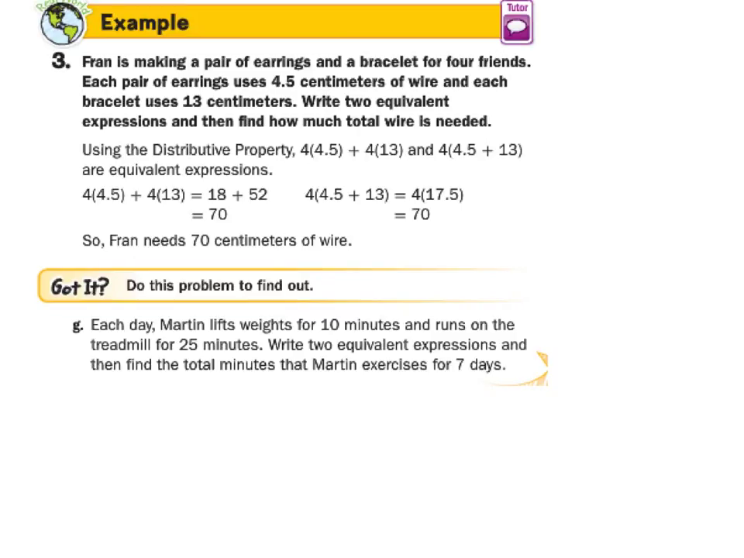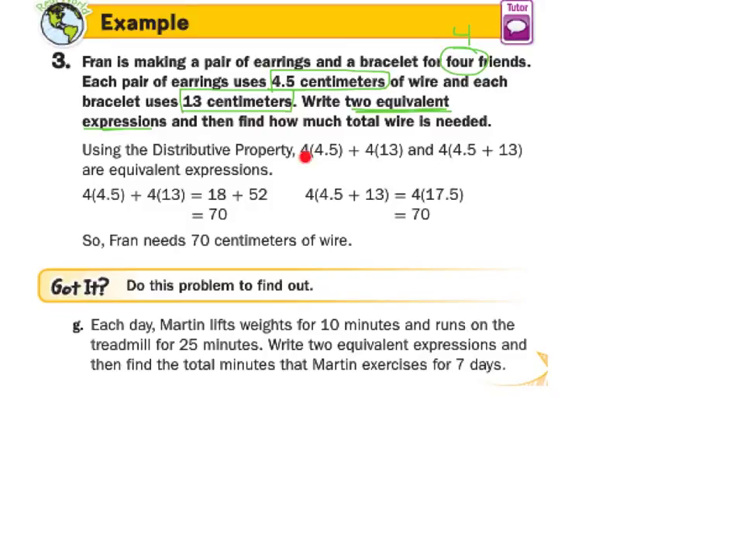Fran is making a pair of earrings and a bracelet for 4 friends. Each pair of earrings uses 4.5 centimeters of wire, and each bracelet uses 13 centimeters. It says write 2 equivalent expressions and find out how much wire is needed. So they started off with the distributive property.